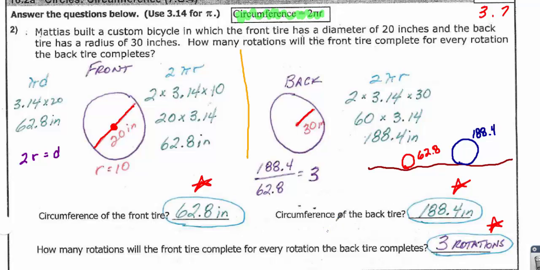188.4. So we can already see our back tire, because it's bigger, when the bike travels a certain distance, the back tire is going to go around less. And in fact, in one rotation of the back tire, that front tire will have rotated 3 times. The way we calculate that is we divide the back tire by the front tire. We can see there are 3 rotations.